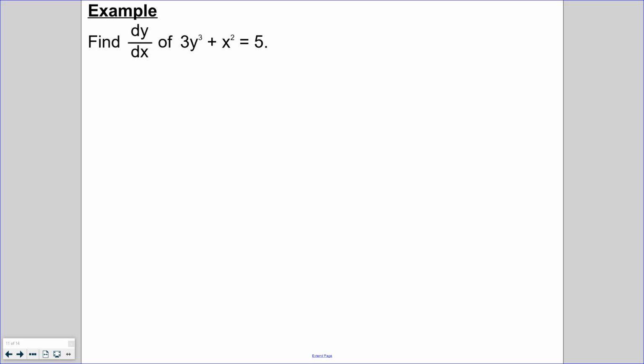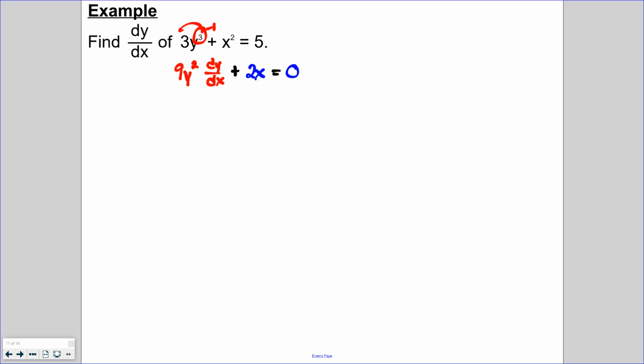We want to differentiate the 3y cubed first, so we'll use the power rule here. We take the 3 in the exponent, multiply it by the 3 as the coefficient, and subtract 1, giving us 9y squared. But remember, we just took the derivative of a y, so we need to multiply it by dy over dx. Thank you, chain rule. Then plus, the derivative of x squared is 2x, because x represents the variable. And that equals, well, what's the derivative of 5? That's 0.